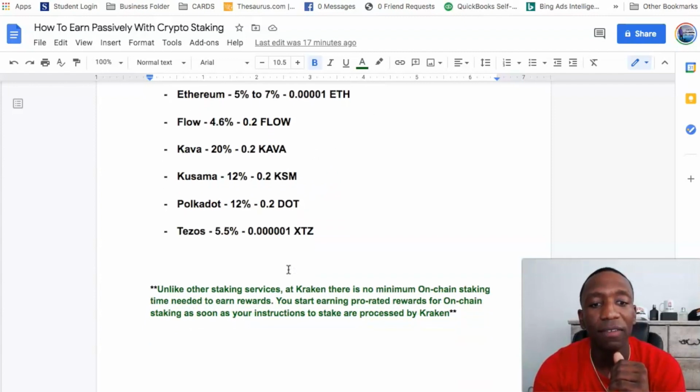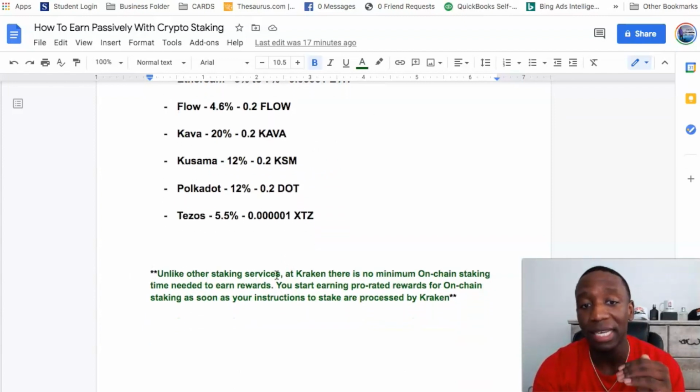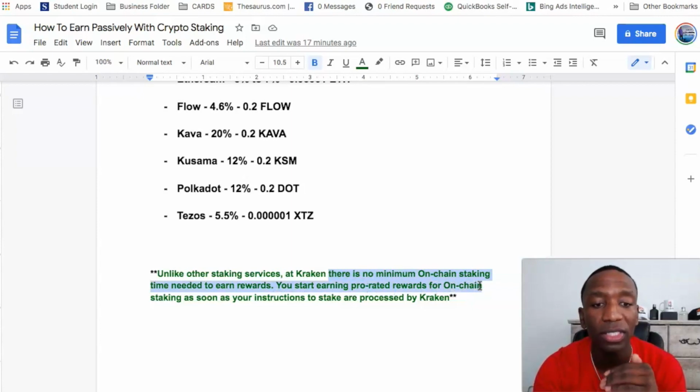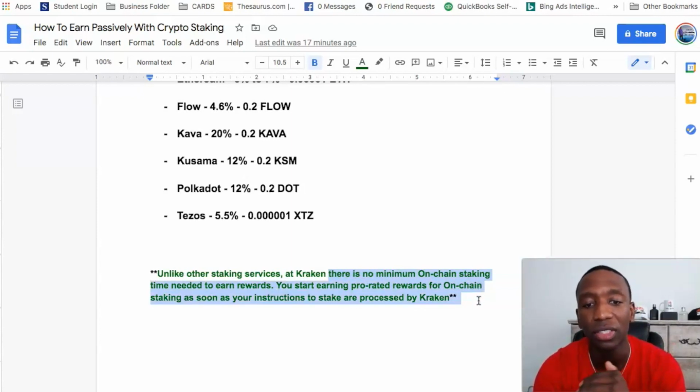Okay, all right, so another thing for you to understand, unlike any other staking services, on Kraken there is no minimum on-chain staking time needed to earn rewards. You start earning prorated rewards for on-chain staking as soon as your instructions to stake are processed by Kraken. So as soon as that happens, boom, you're going to be good to go. And then like I talked about earlier, with the benefit, you got the unstake, which I think is great, especially having an instant unstake rather than having to wait for these extended periods to be able to get your stuff. All right, so big benefit.